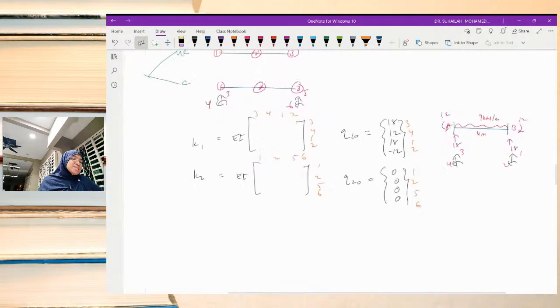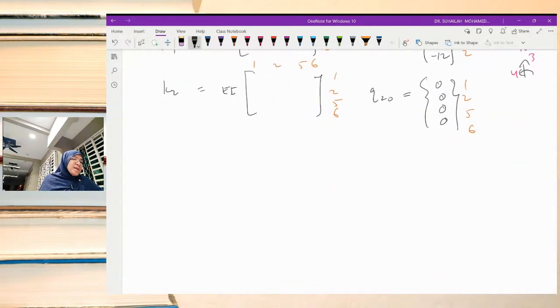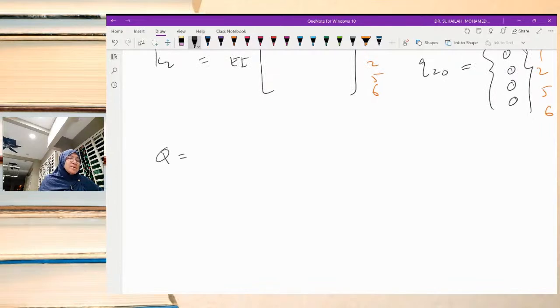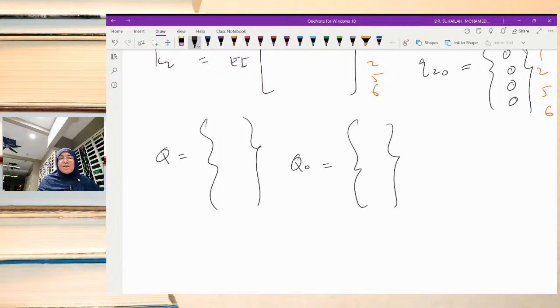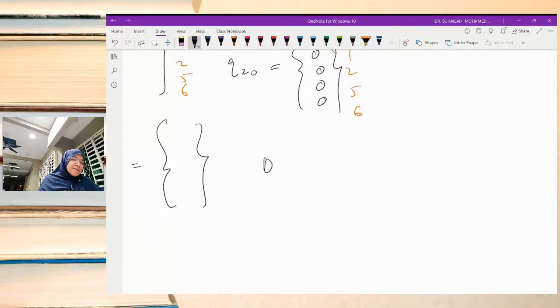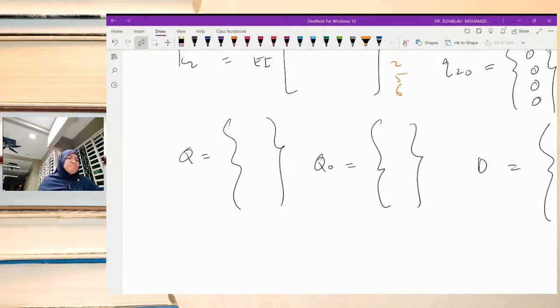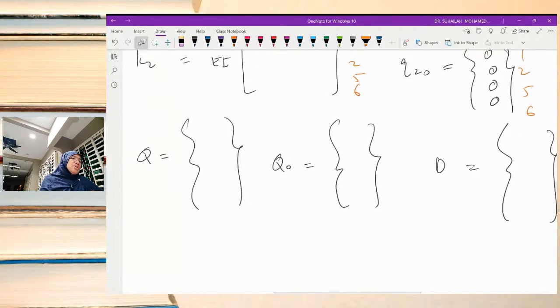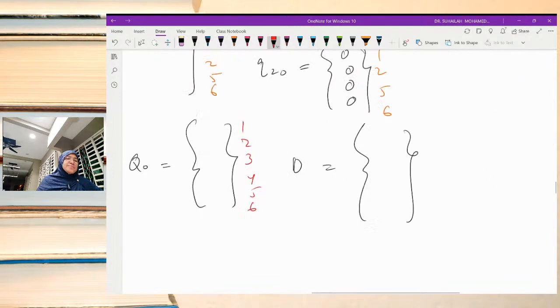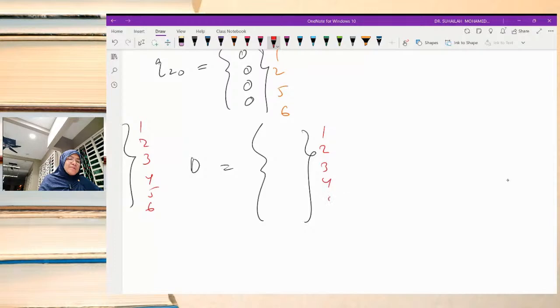From this we will have Q, 6 values of Q. We have Q naught first, 6 values of Q naught, and we have D, 6 values of D. And then we have K. All of these must be written in order, 1, 2, 3, 4, 5, 6.